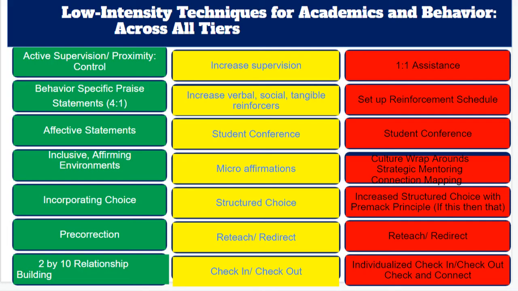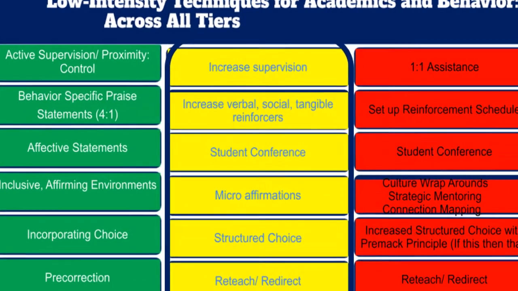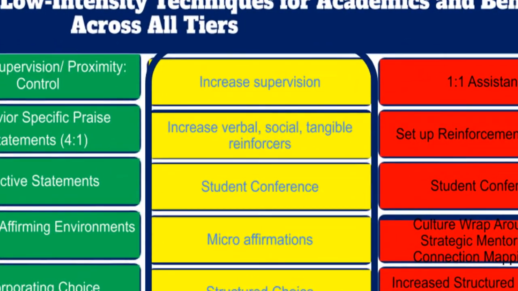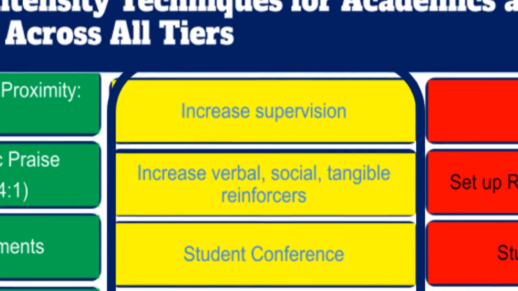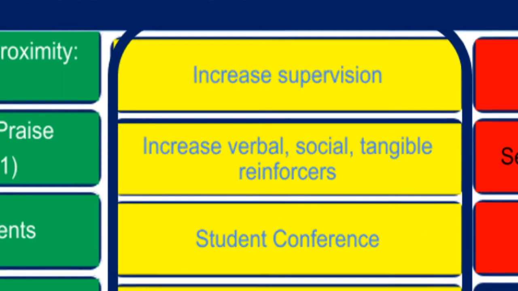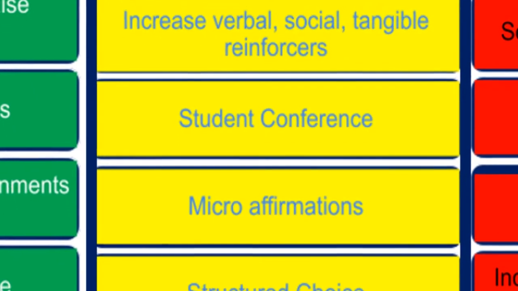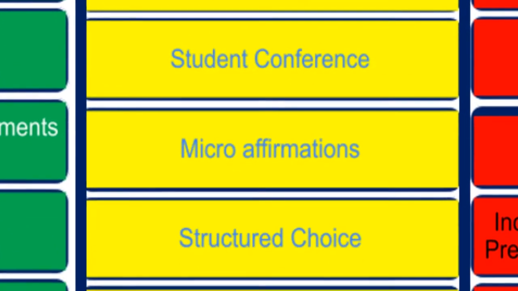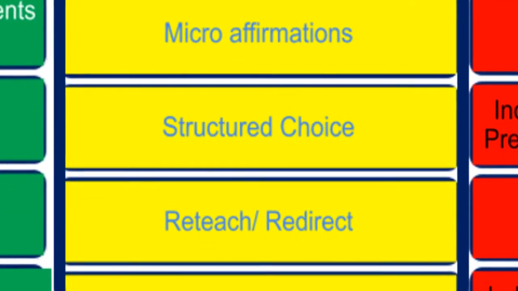As we know, at times our students may need more intensive support. Should this be the case, consider implementing some Tier 2 behavior interventions. For example, if your student is not responding to your active supervision, consider increasing the frequency of your supervision or simply reteaching your classroom expectations. If your student is not responding to behavior-specific praise, increasing reinforcers may be beneficial.